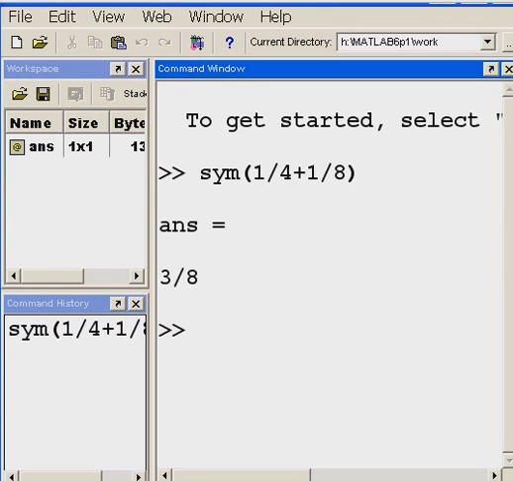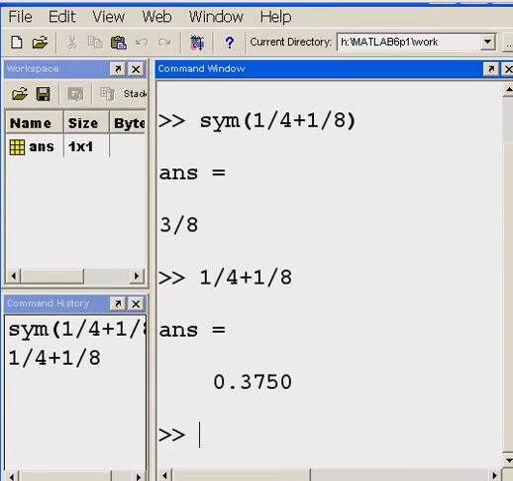It does, 3/8. Wow. If I did 1/4 plus 1/8 without sim, it'll give me the decimal number here. Wow. That's cool. What if I just clicked over here and I said, I've got this 0.3750.